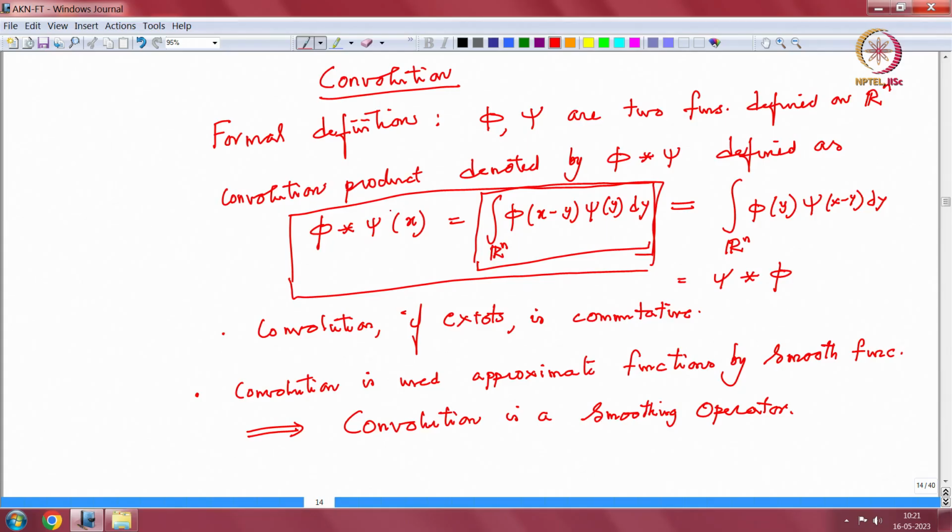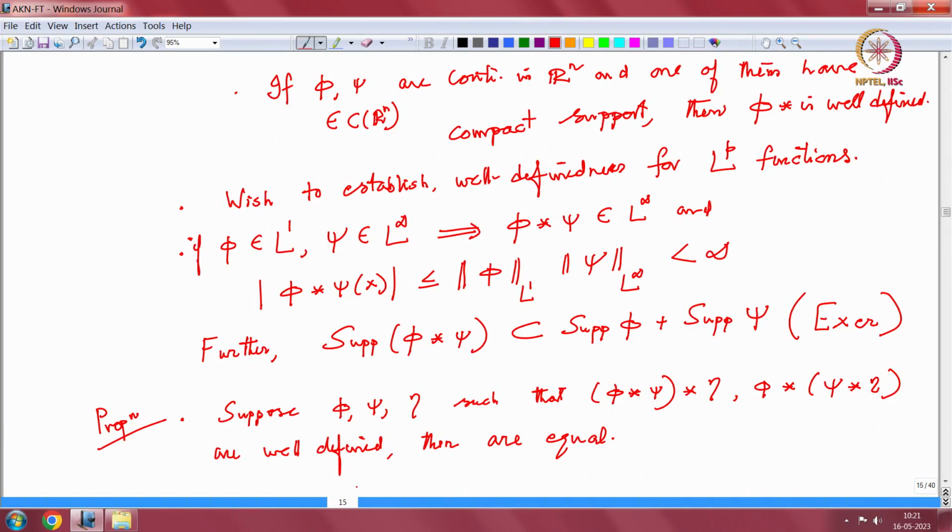For two functions phi and psi, we have defined formally the convolution phi star psi equal to the integral of phi of x minus y psi of y dy, which by translation change of variable, translation invariance, is the same as the integral of phi of y psi of x minus y dy. So, that gives you the commutativity. You eventually see that convolution is a smoothing operator, in the sense that you can use this to define smooth approximation.